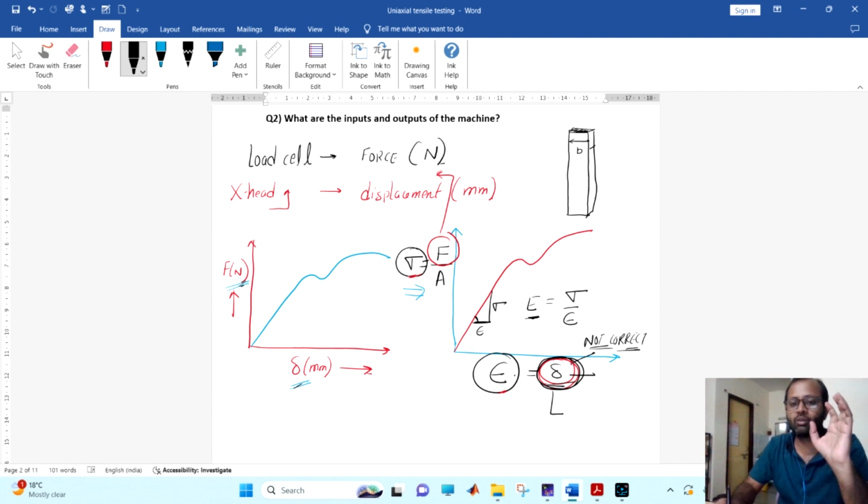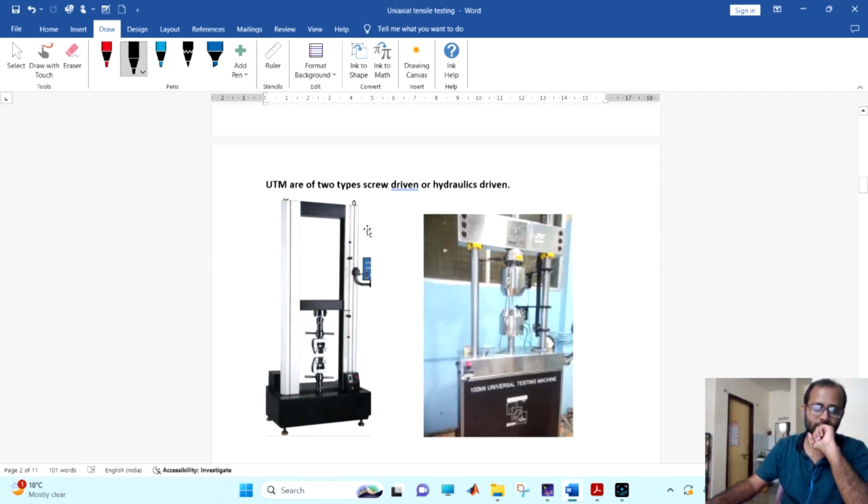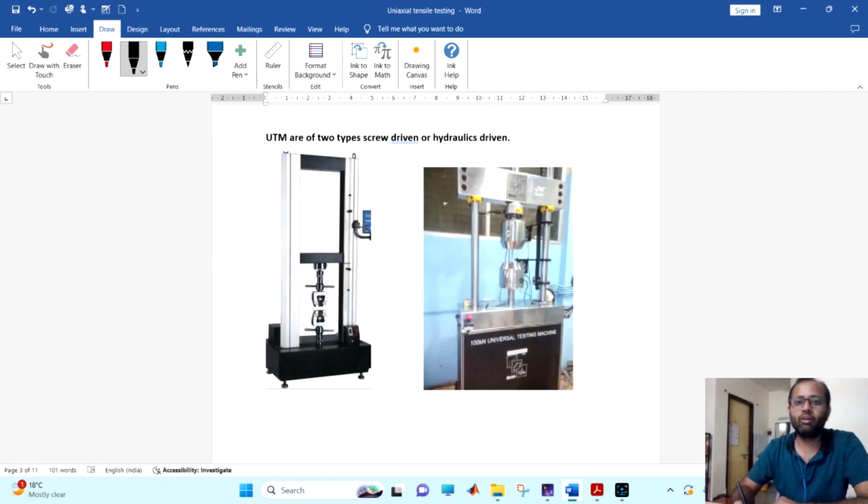If we are measuring the cross-site displacement, why is it not correct? For understanding that part, we come to here. Actually, UTMs are of two types: the screw driven and the hydraulic driven.